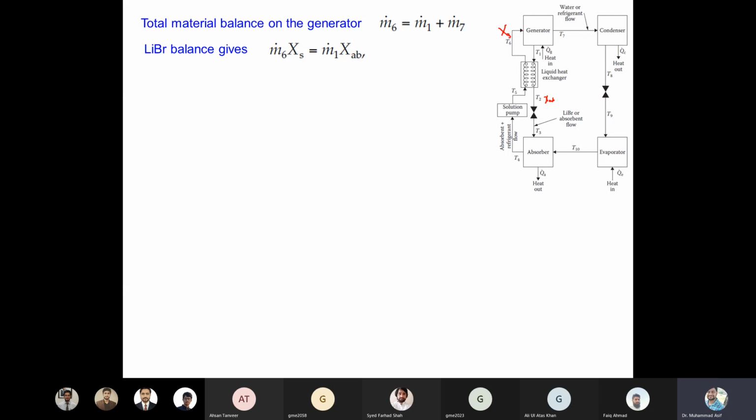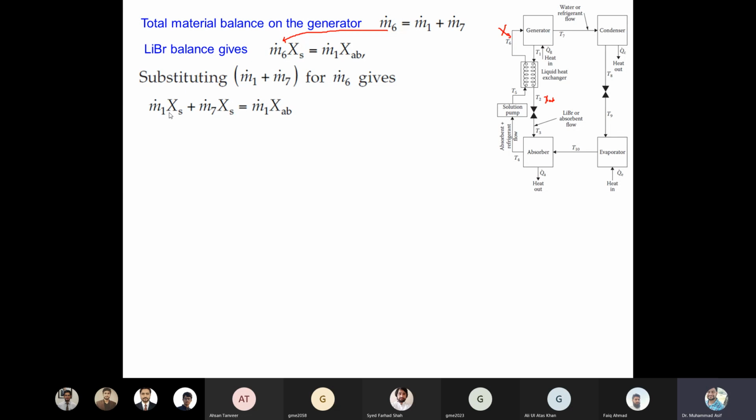So what is coming in as lithium bromide, from the total mass, what is the fraction of that? So X6 into M6. Similarly, for this one, this is XAB into M1. So this is the lithium bromide mass balance. We can put this value here, right? And we can simplify, right? So if we substitute this value and M6, we can have the simplification.